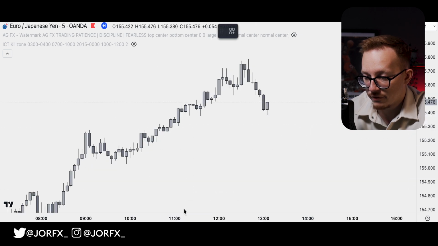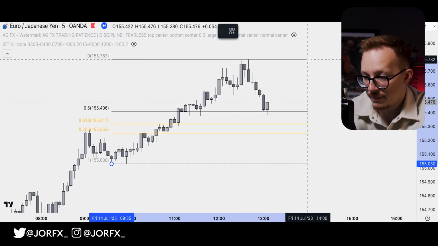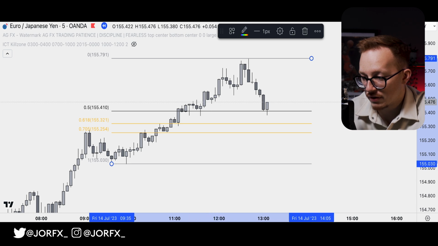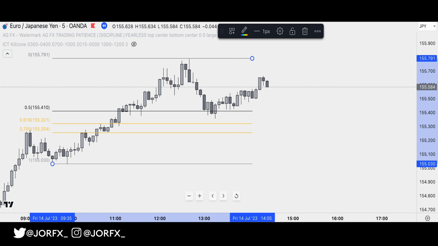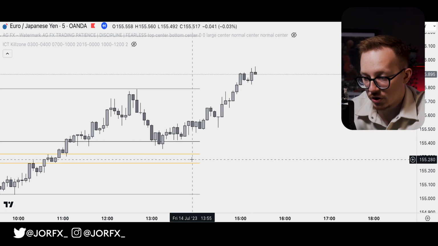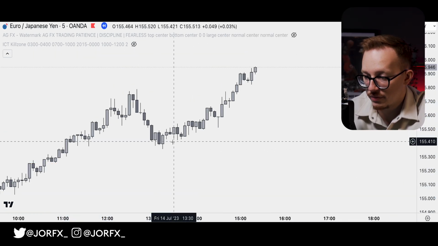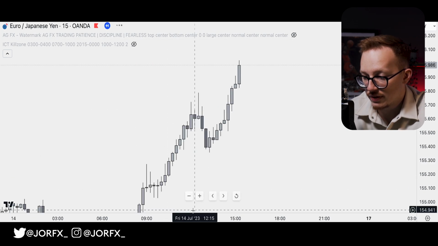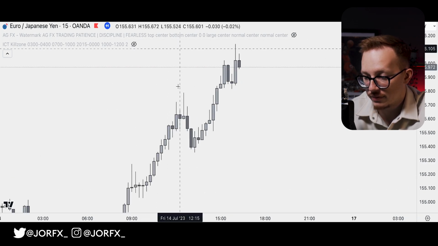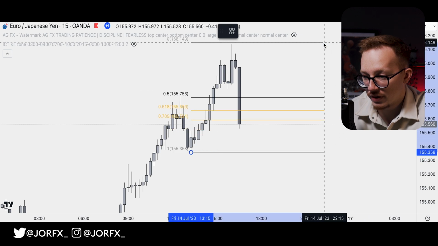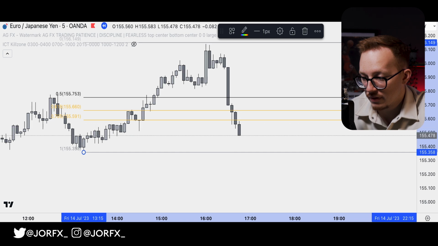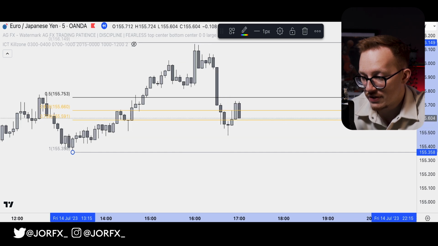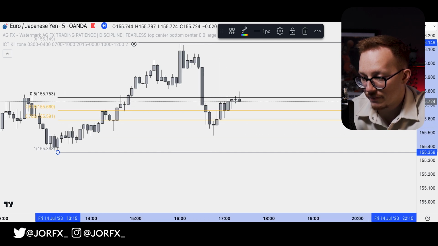So let's take our fib from the low to the high. And let's wait for price to come inside of our optimal trade entry. It does not come to our optimal trade entry, it does come underneath equilibrium. So now again, let's wait for the high to be formed. That is right here. So let's take our low to our high. We are now inside of the OTE. We want to see displacement out of here with a fair value gap.